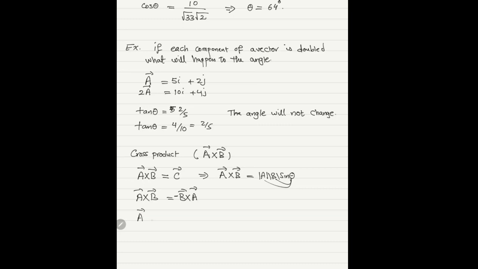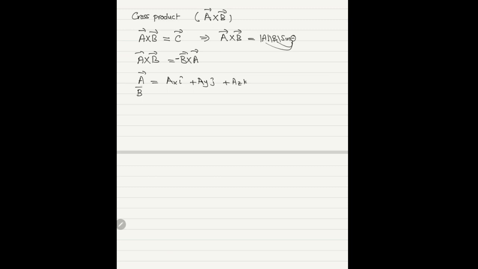So if you have vector A equal to AX i, AY j, AZ k, and B equal to BX i, BY j, and BZ k, find A cross B. In this case, we have to distribute AX on BX, BY and BZ, AY on this and this and this, and AZ on this, this, and this. So obviously, nine components will be the result: one, two, three, four, five, six, seven, eight, nine.